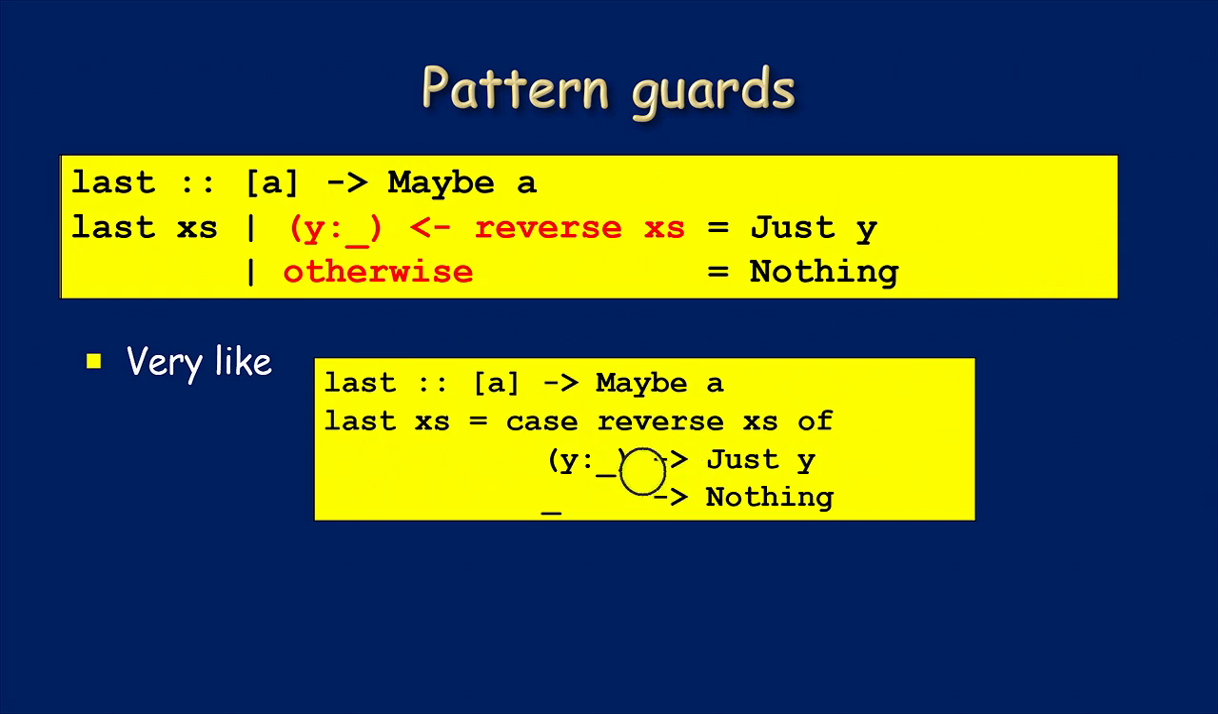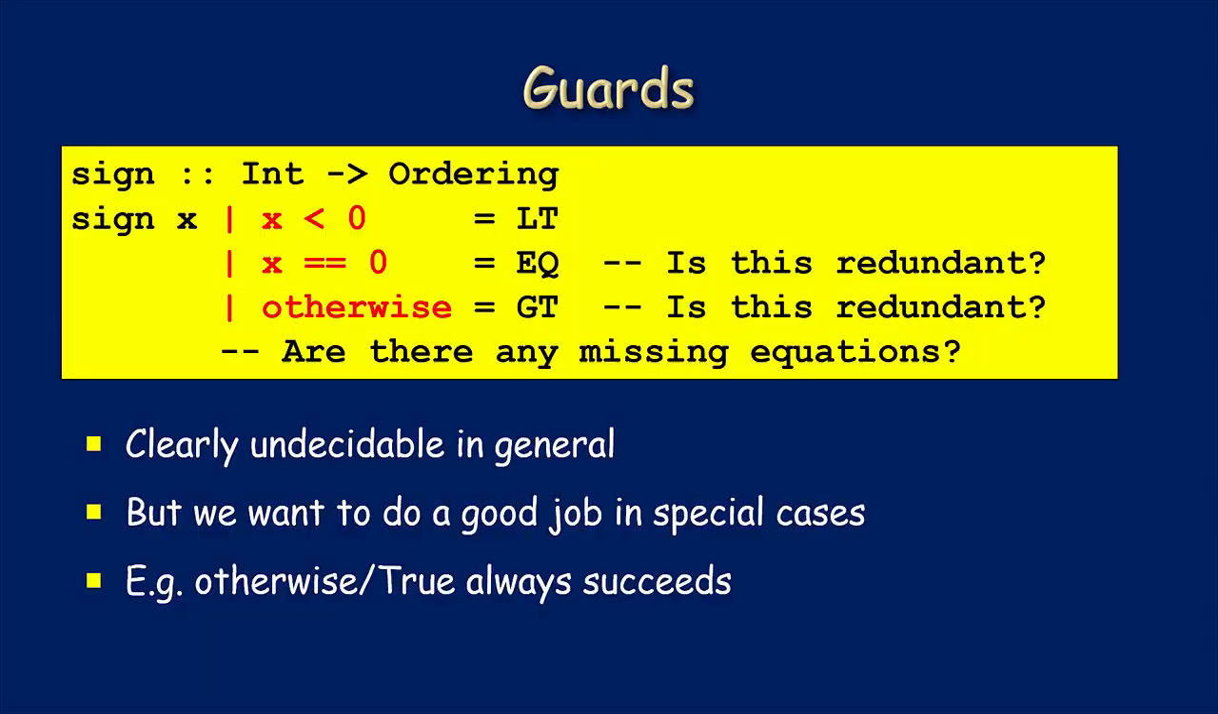This means, let's just double check, is everybody happy with this syntax? This means sign of x, where x is less than 0, return LT, where x is equal to 0, return this, or otherwise, return. So these are the three alternatives.